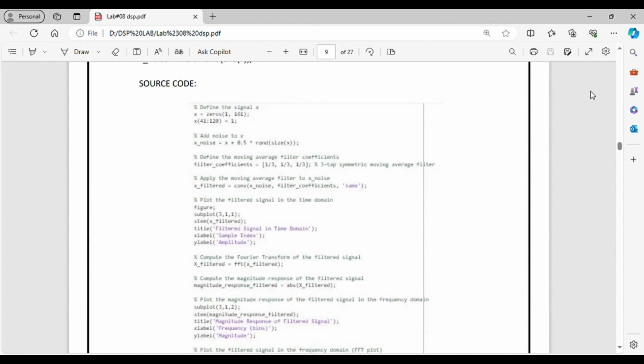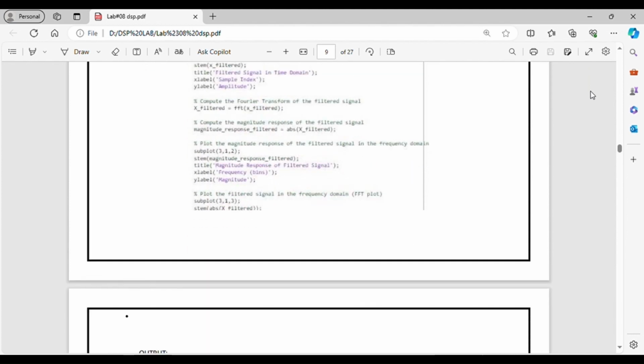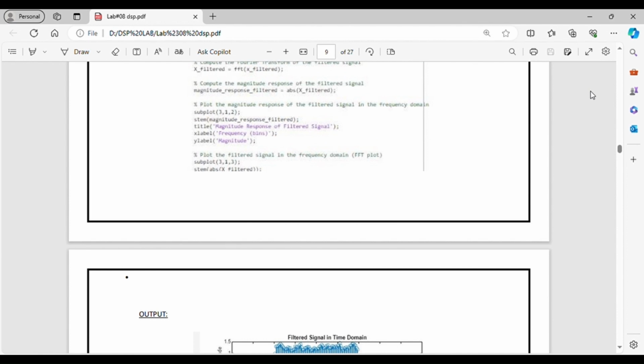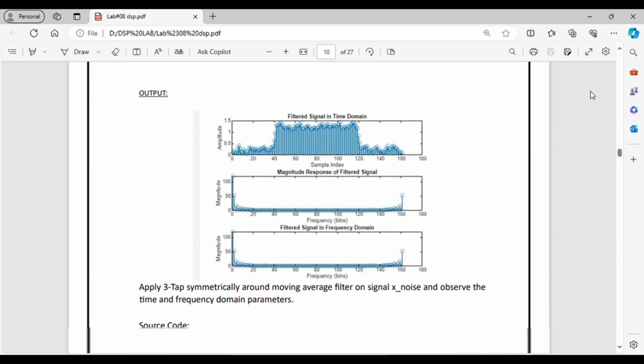Now compute the Fourier transform of the filtered signal, compute the magnitude response of the filtered signal, and plot the magnitude response of the filtered signal in the frequency domain. And at the end, plot the filtered signal in the time domain, the fast Fourier transform plot. The filtered signal in the time domain, magnitude response of the filtered signal, and filtered signal in the frequency domain is given.